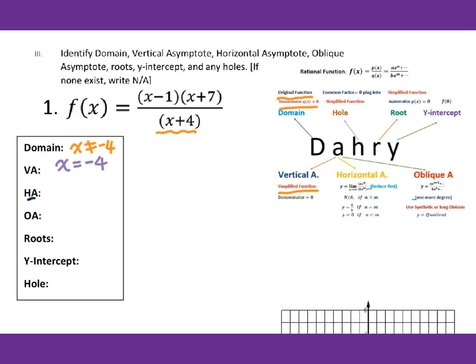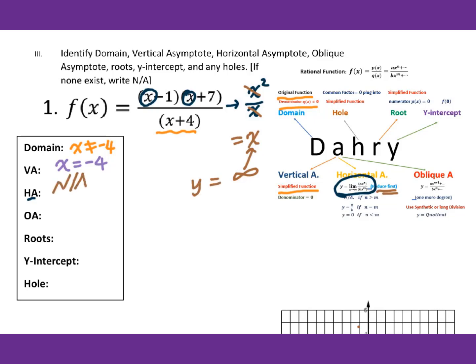For horizontal asymptote line, that will be limit of the leading term. So we circle the leading term for each factor. Then we do multiplication. You will get x squared. Denominator just x. We do limit of x squared over x. Remember, reduce first. So you get x. When we plug infinity into this x, that will be infinity. Y equals infinity means no horizontal asymptote line.